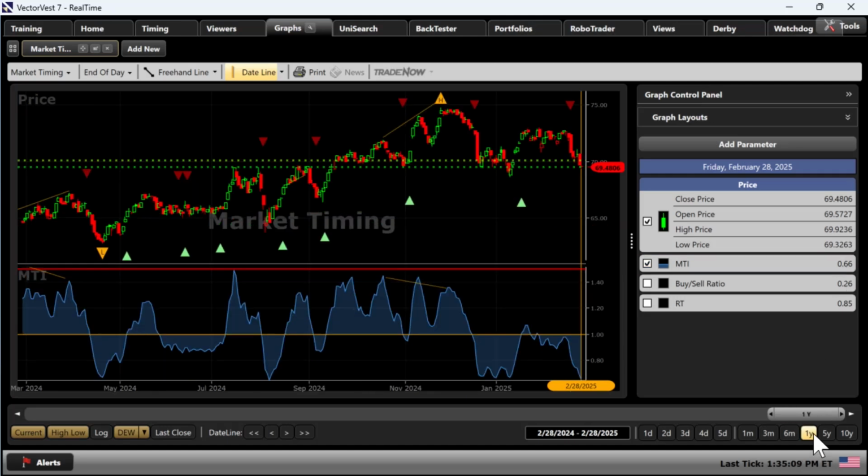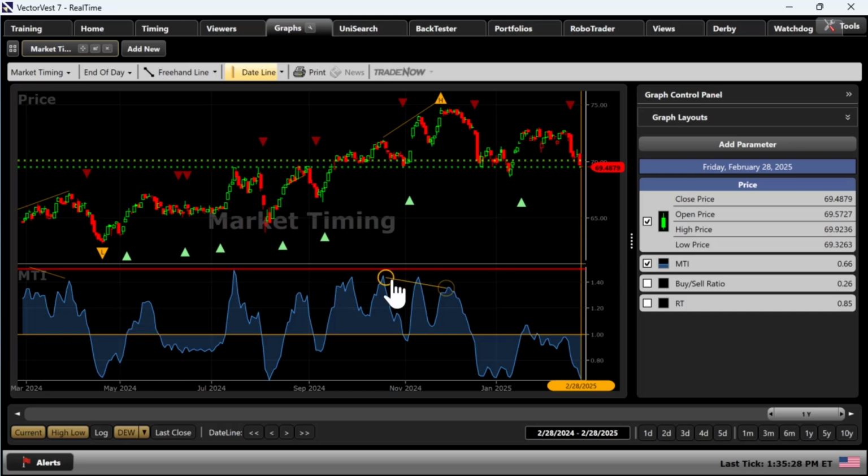So we go back out to 1 year just to recap here. Again, being bullish when the MTI is getting low, getting your shopping list ready, those are all the appropriate actions. You just want to make sure you couple it with some market timing signals, utilizing the VectorVest 7 system, and this is a recipe for success.